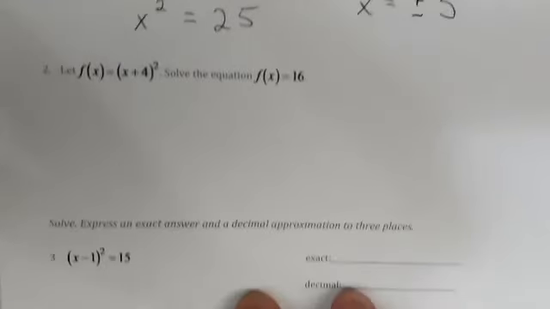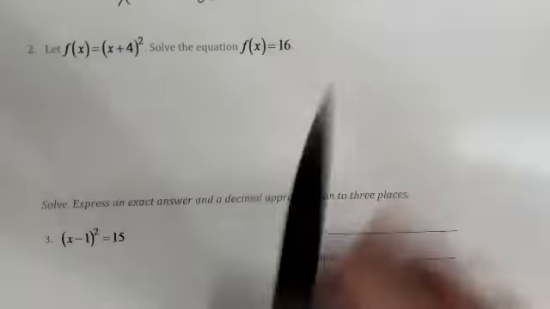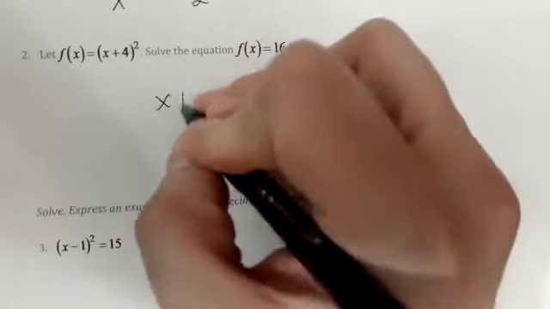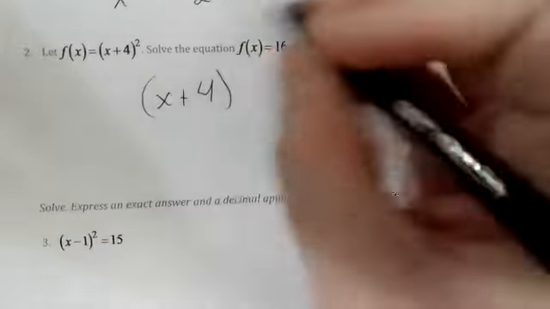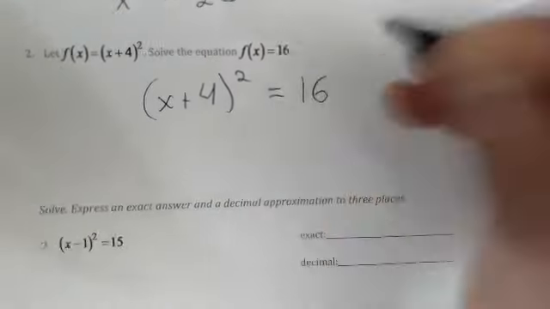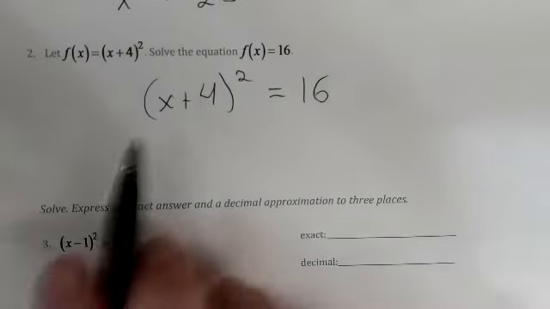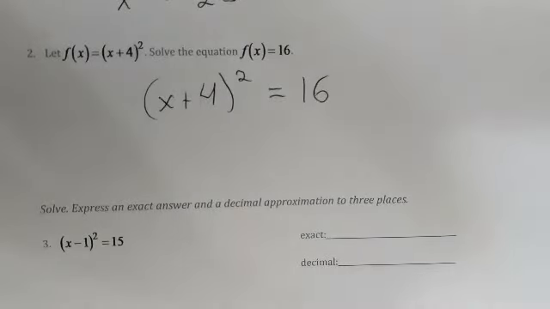The next one, they're giving us in function notation, so f of x equals (x plus 4) squared. And they want to solve this equation for when f of x is equal to 16. So if we want to solve this, we know that (x plus 4) squared is f of x, and we know that f of x is equal to 16. So putting these two pieces of information together, we can get this equation.